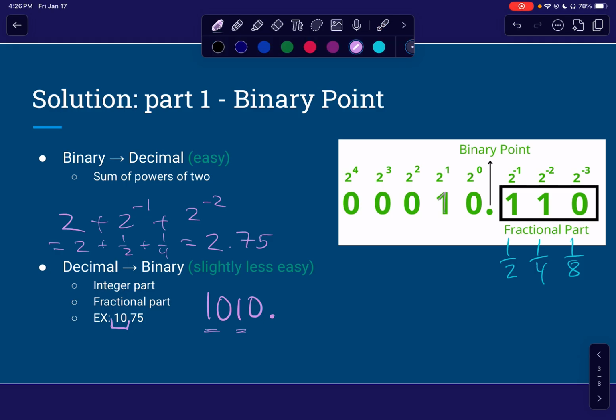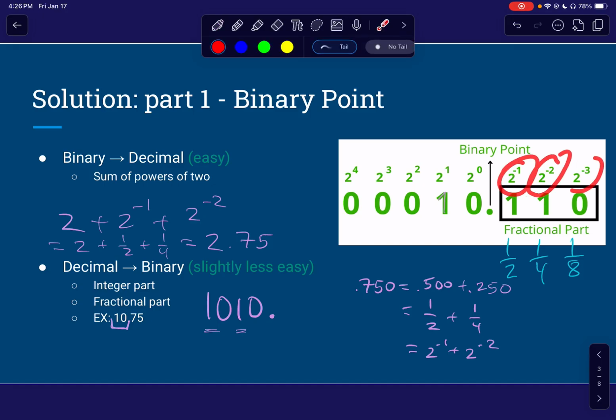Now, if I want to, I can just look at 0.75 really hard and say, okay, I can break that up into 0.50 plus 0.25, and then simplify that even more: that's 1/2 plus 1/4. And look what's happening: that's 2 to the negative 1 plus 2 to the negative 2. That's a sum of negative powers of 2 like we have over here. So we can just add this up and it's a 1 and a 1 right there, and that is our number, 10.75, with the binary point.